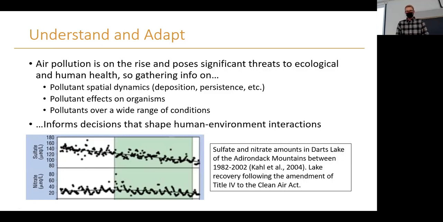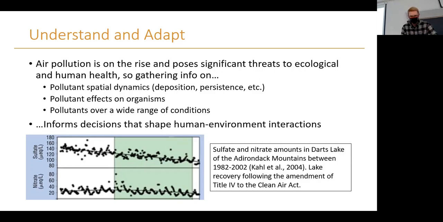Air pollution is on the rise and poses significant threats to ecological and human health. So gathering information on pollutant spatial dynamics, where it's being deposited, how long it's persisting in the environment, is important. Pollutant effects on organisms, knowing what they're doing to plants, insects, animals, and then being able to gather this information over a wide range of conditions and not needing to establish those individual instruments. This all helps inform decisions that shape human environment interactions.